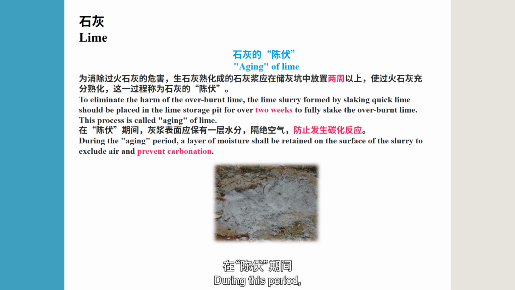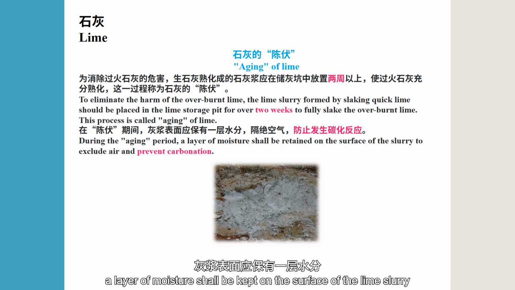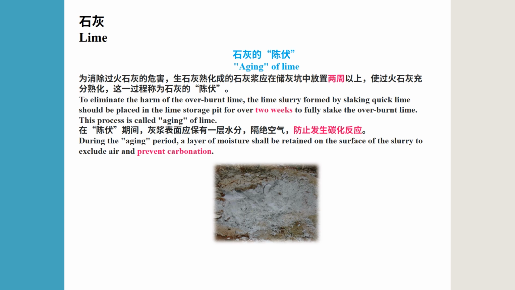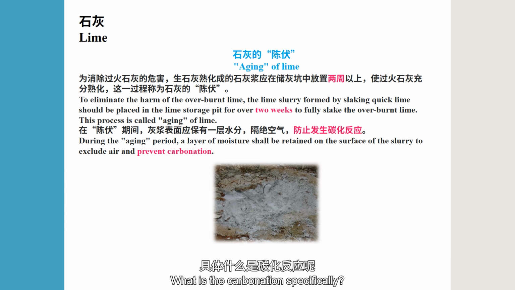During this period, a layer of moisture shall be kept on the surface of the lime slurry to prevent carbonation by excluding airborne carbon dioxide and slaked lime. What is the carbonation specifically? Next, let's talk about the hardening of lime.